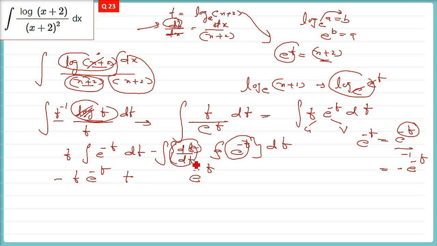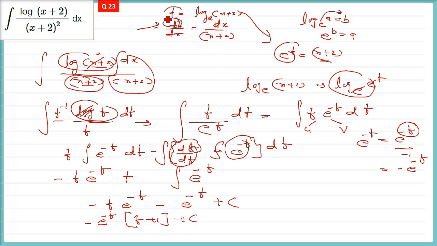Again we have to integrate it. Since a negative has already come, we make it plus. The first one will be negative t e raised to minus t, then we have e raised to minus t again with a negative sign, plus constant of integration. It is better to take negative e raised to minus t outside. Then t will remain here and 1 will remain here, so (t+1). This is your final answer with a constant of integration.